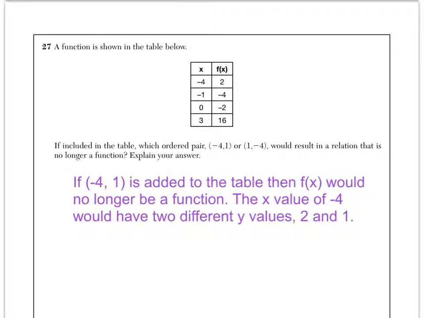My recommendation, if you miss this question, is graph it. Show a picture. Many of you know that the vertical line test would be a good way to show whether or not it is or is not a function. But remember, in your explanation, you need to say something about how every input has to have only one output, or the x value of -4 would have 2 different y values. Remember, inputs are x, outputs are y.